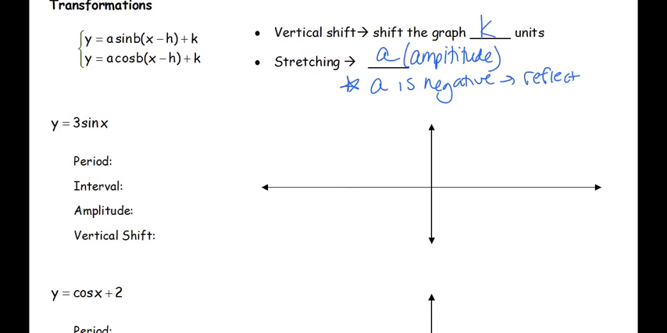Y equals 3 sine of x. When I look at all of this, I see that our A is equal to 3. Our B is equal to 1. There's no h, there's no k. So we don't have any horizontal or vertical shifting. Our period is going to be 2 pi, because remember that our period is 2 pi divided by b, and our b is just 1. We take that 2 pi, we divide it by 4 to get that our interval, our horizontal distance between each tick mark, is pi over 2. Our amplitude is 3, and our vertical shift is none.